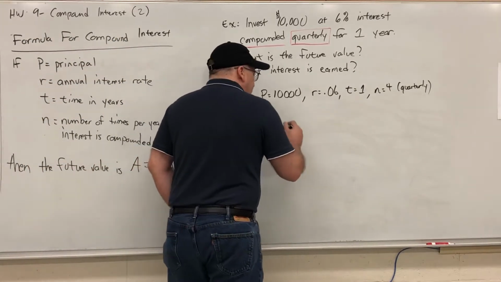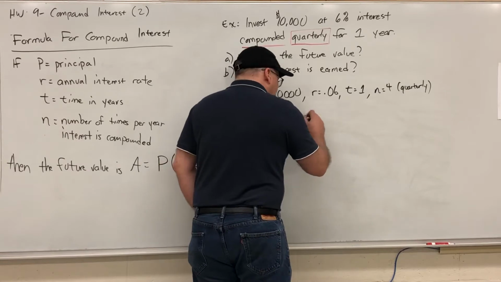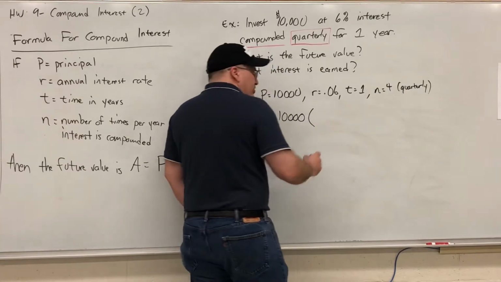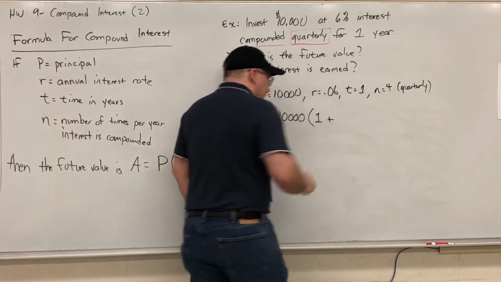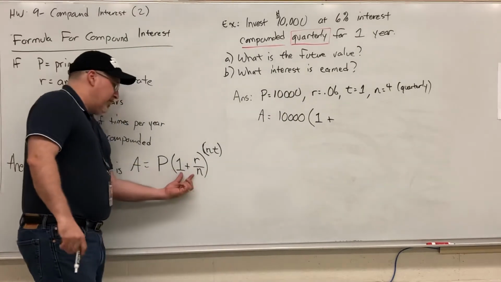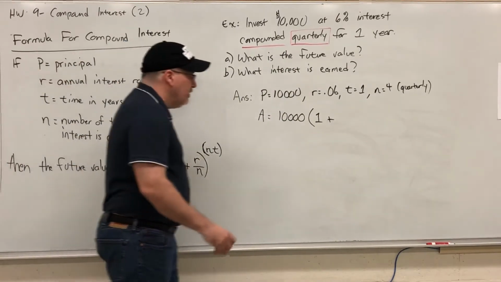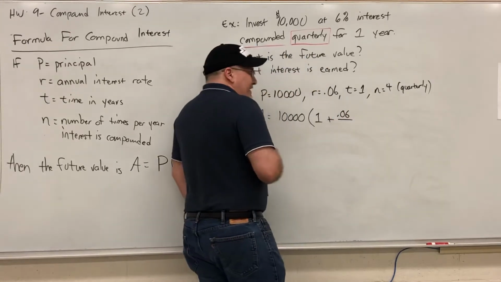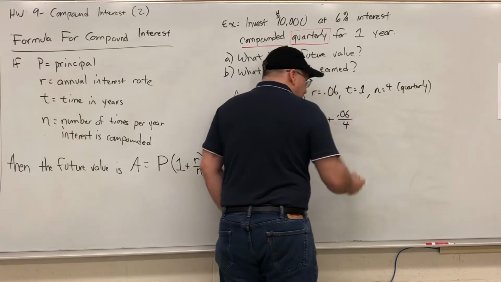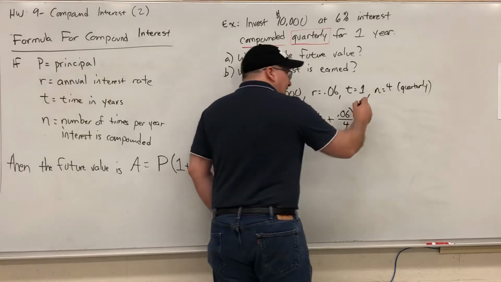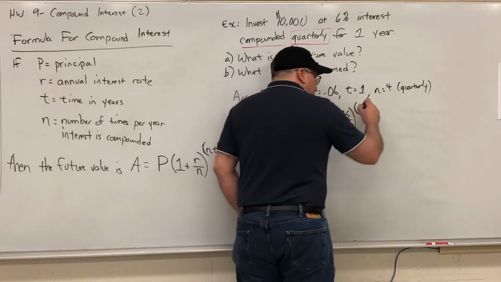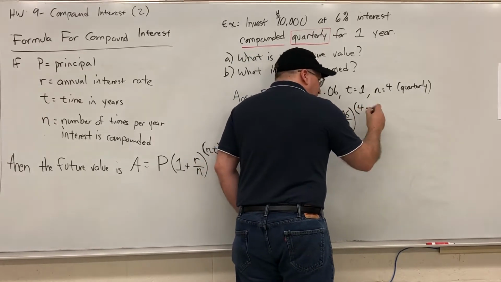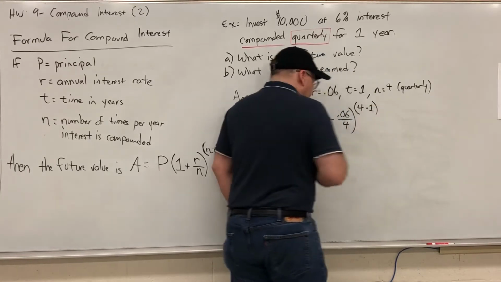Our future value is 10,000 times, open parentheses, 1 plus, and by the way, this 1 plus is just part of the formula. R, which is 0.06, divided by n, which was 4, close the parentheses, and then the exponent, n, which is 4, times t, which is 1.